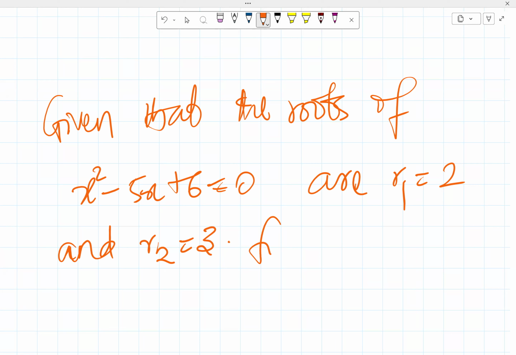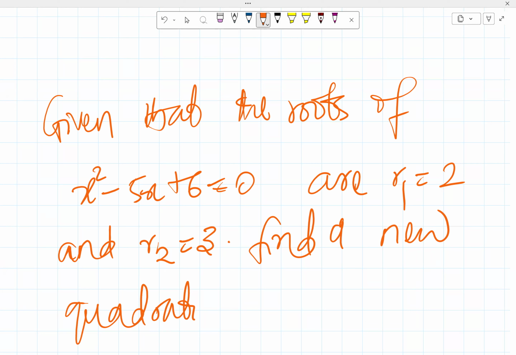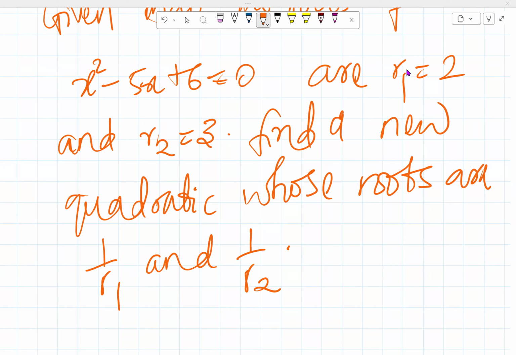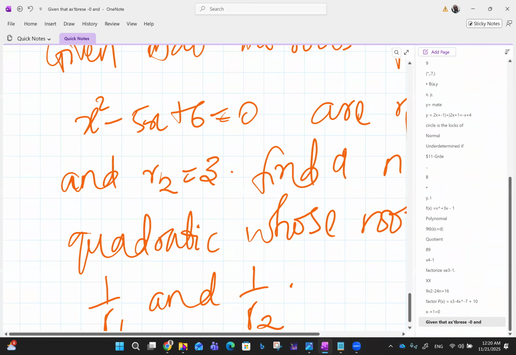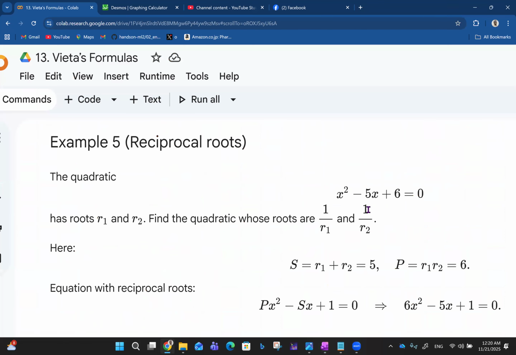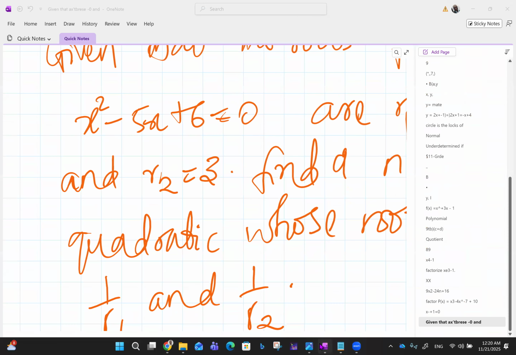Okay. Find a new quadratic whose roots are 1 over r1 and 1 over r2. I hope that is correct. Is that correct? I think it is. Yeah, this is where we are at. So yeah, these are the new roots now. Okay, so this is what we have to do.